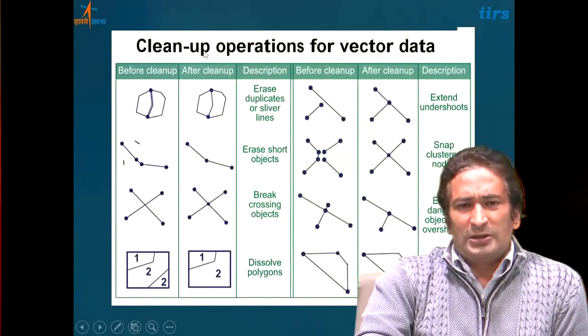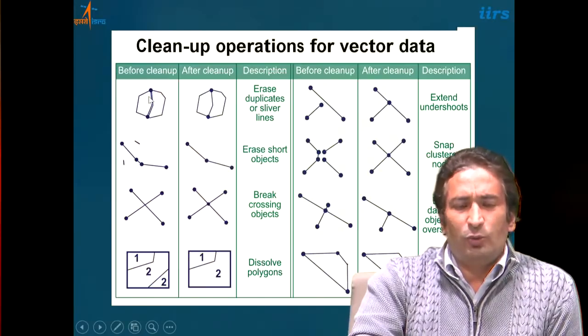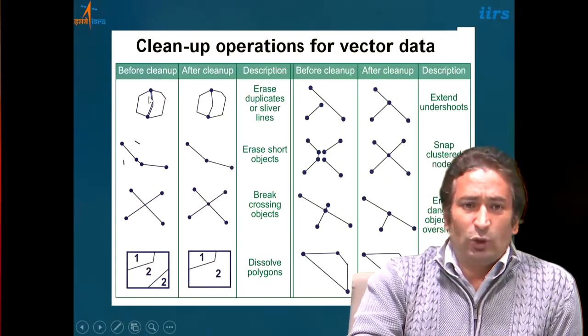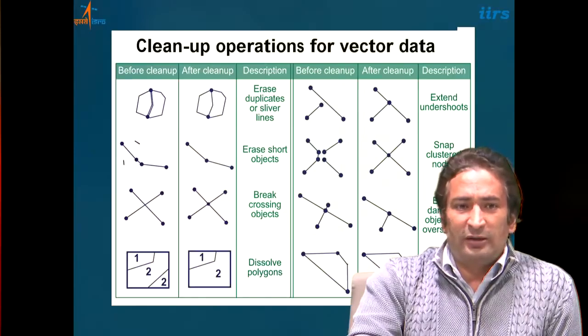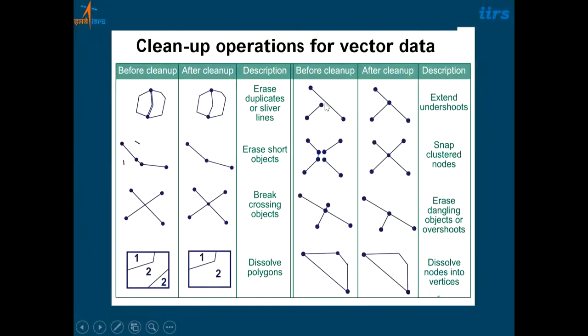Now these are some of the operations which are done on top of vector data. Before using any data, it needs to be cleaned up. If you see here, there is one gap, so we have to remove it. We have to clean the data to erase the duplicate or sliver lines in between. And if you see here, it is not touching here, so clean up. After cleaning, you need to extend the undershoot.